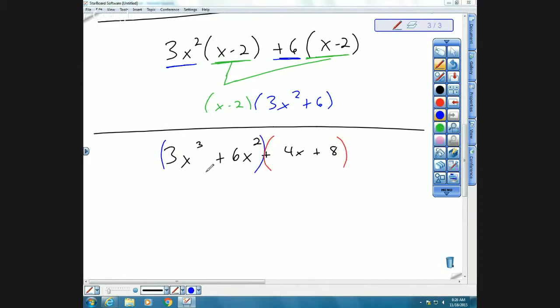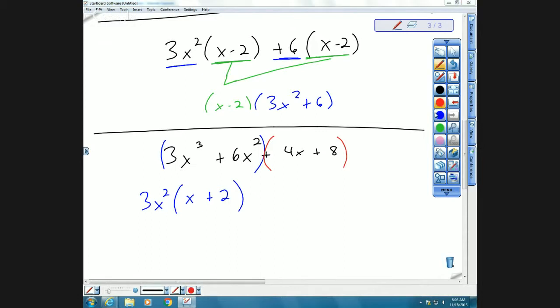So if I group the first two together, my blue one, what is the GCF of those blue ones? Just the blue ones. Don't even look at the red ones yet. 3x squared. So if I take out a 3x squared, that leaves me with 1x here, 6 divided by 3 is 2, so I have x plus 2. Okay, so that's my blue one.